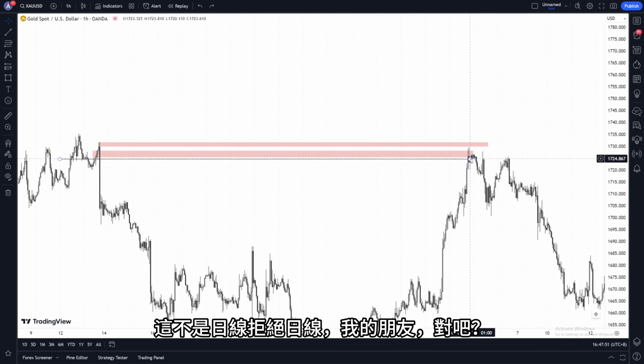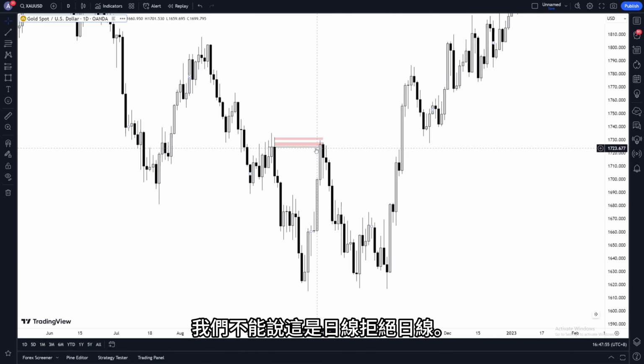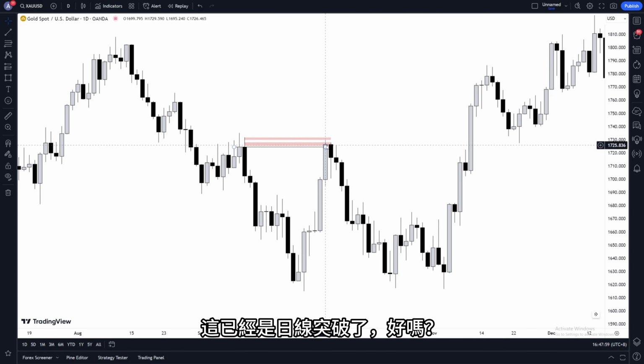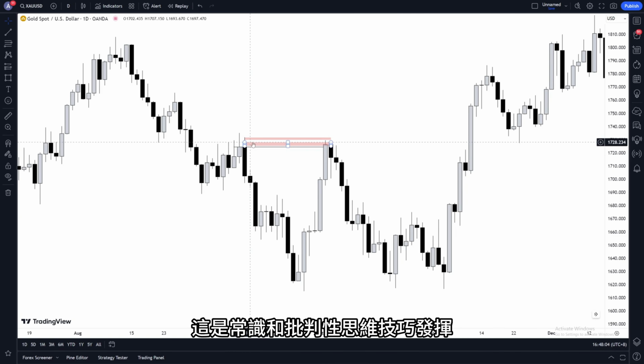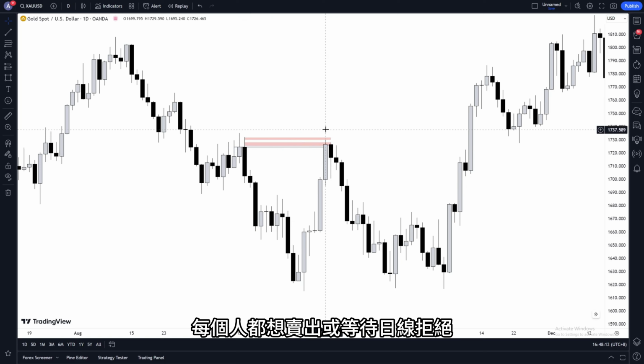This is not daily reject daily, my friend. We cannot say that this is daily reject daily. This is a daily break already. Let's be very honest here. This is where common sense and critical thinking skills come into play. Nobody's going to be buying inside here, right? Everybody's looking to either sell or wait for daily reject daily.